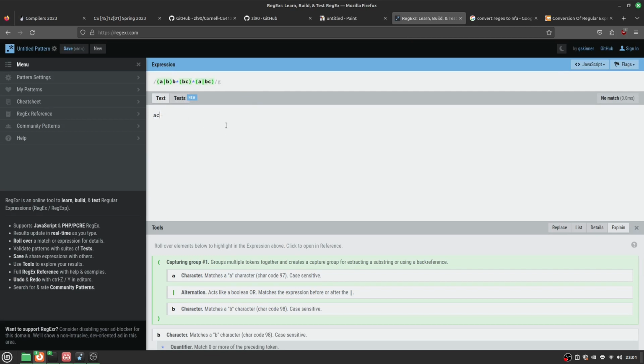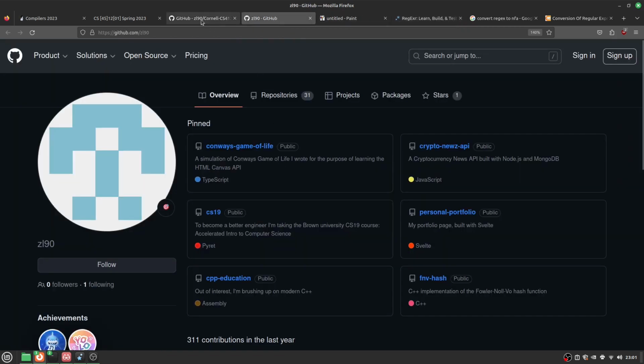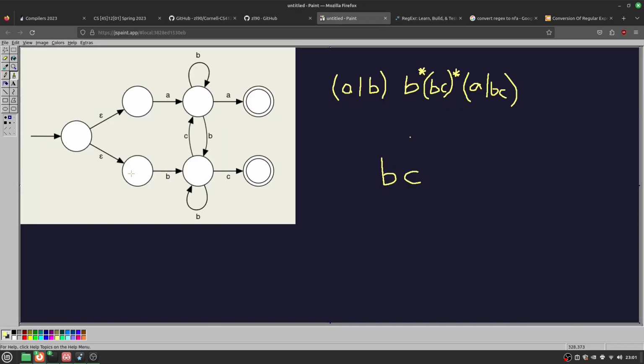So now AC doesn't match, but ABC should. Then let's see if BC should match. BC should match. So we should be able to go BC. If I get rid of this, potentially, that might be the answer.